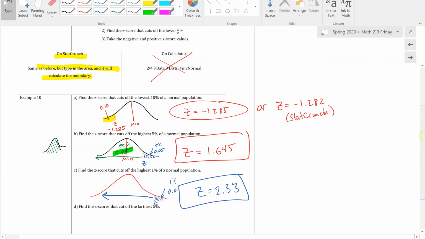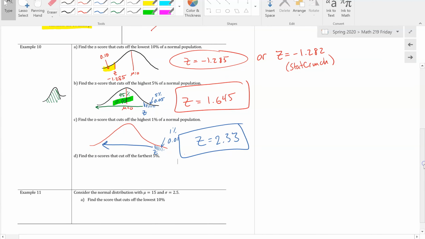Okay, and lastly, find the z-score that cuts off the farthest 5%. Well, this is a little tricky in the wording, but farthest 5% means that it could be on this side or this side. That's the furthest 5% of my data, and the trick is that both of these need to add up to a total of 5%. Together, they make 5% of the furthest data, because furthest could mean above or below the mean. So we have to account for both. If they both add up to 5%, then this has got to be 2.5%, and this has got to be 2.5%.